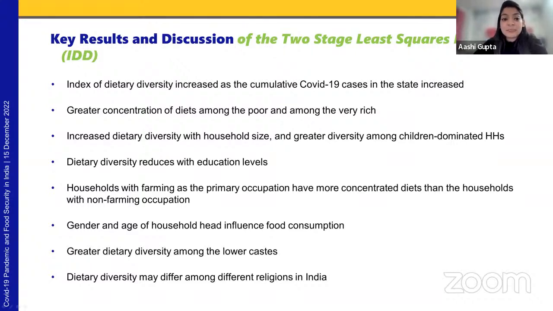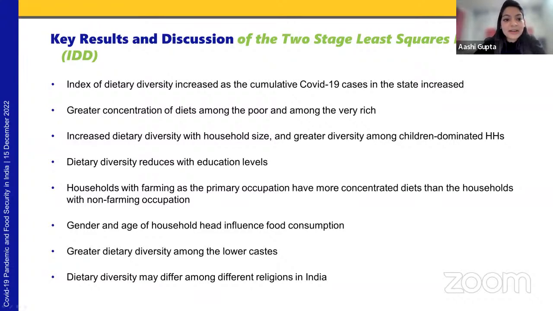Seventh, the gender and age of a household head influence food consumption. We saw this result in the previous model as well. For instance, a female household head may take better decisions towards food security of their children and households. Older household heads are likely to have limited food preferences and may be more constrained in their access to food market.